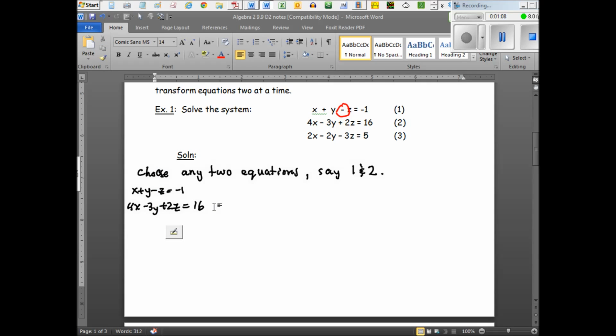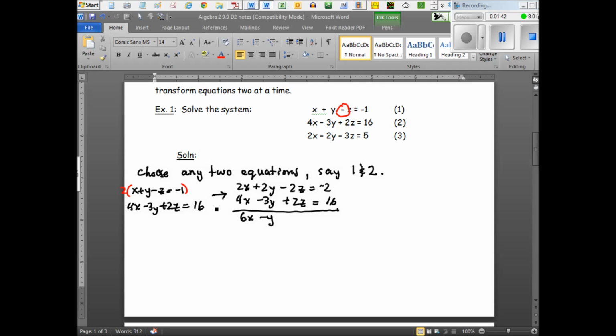Alright, and then I had wanted to multiply to get rid of z, so I'm going to double this equation here. And this makes my system 2x plus 2y minus 2z equals -2, and then 4x minus 3y plus 2z equals 16, which I can then use this system to add and eliminate z from the problem. So I end up with 6x minus y equals 14, and you want to hang on to that.